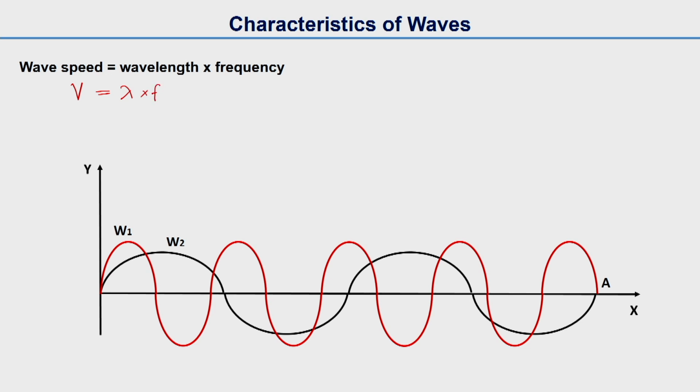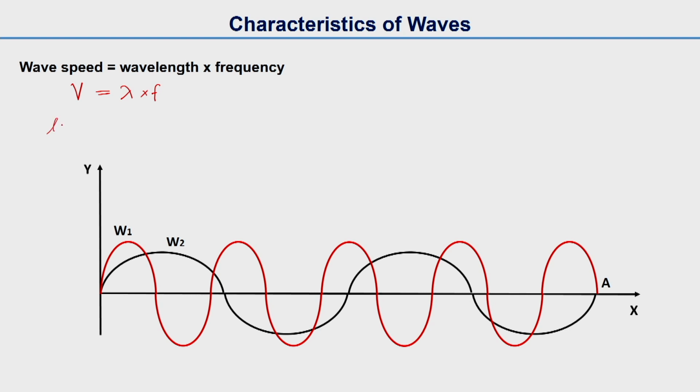Now let us discuss this. We hear the sound of thunder much after we see lightning. So first we see the lightning, and after some time we hear the sound of thunder. That's because the wave speed V for light is much faster than V for sound.